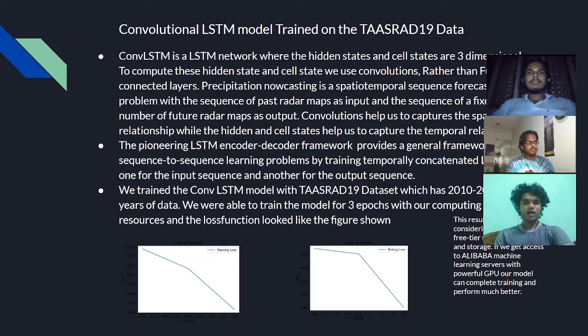And we used an encoder-decoder framework with convolutional LSTMs, where the convolutional LSTM at the start, the encoder part, encodes the input and the decoder outputs a sequence of predictions. We trained our convolutional LSTM model on the TASRAD 19 dataset, which has about 9 years of data from 2010 to 2019, and we were able to train the model for 3 epochs with our limited computing resources. We were really able to get some remarkable results just from training with 3 epochs. Go to the next slide.